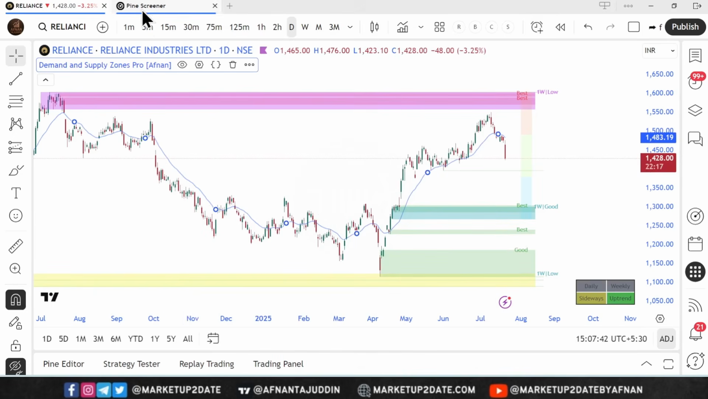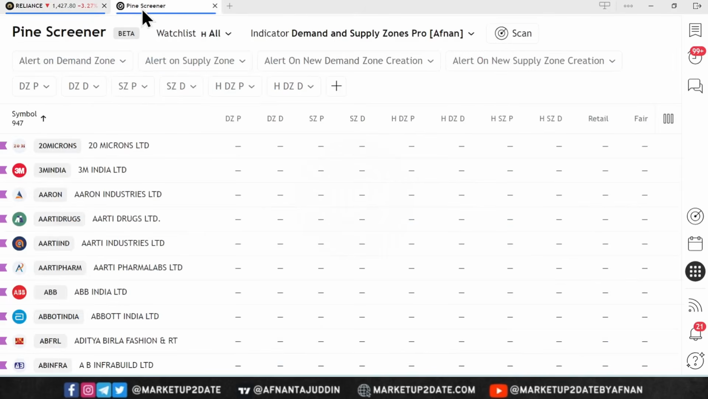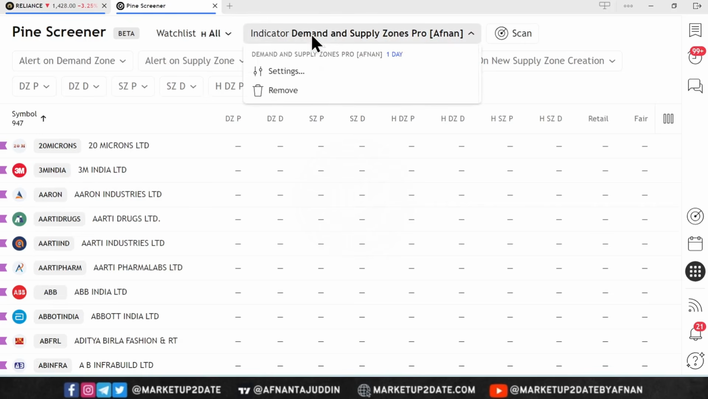Using the Pine Screener now, for those of you with a premium plan, let us take this a step further with the Pine Screener. I have it open already. First, select your market and watch list. You must first select the market and the watch list you want to scan. Make sure you have added the Demand and Supply Zones Pro indicator to your favorites list, otherwise it will not appear as a filter option here.